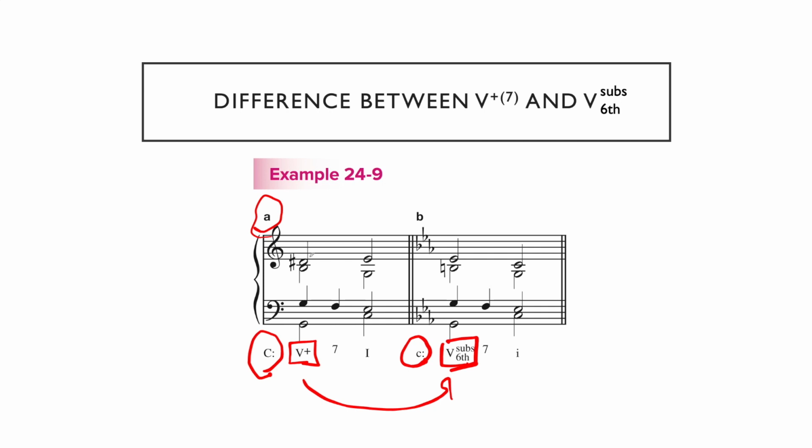As I already mentioned, if you raise a pitch chromatically, then it should continue in the same direction. D became D sharp, and then it should move to the E. On the other hand, let's listen to the resolution of the dominant with a substituted sixth in minor mode.